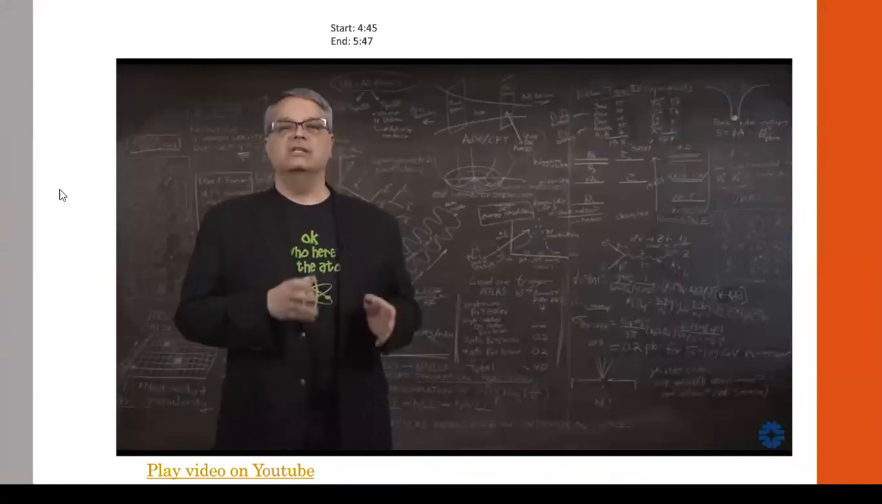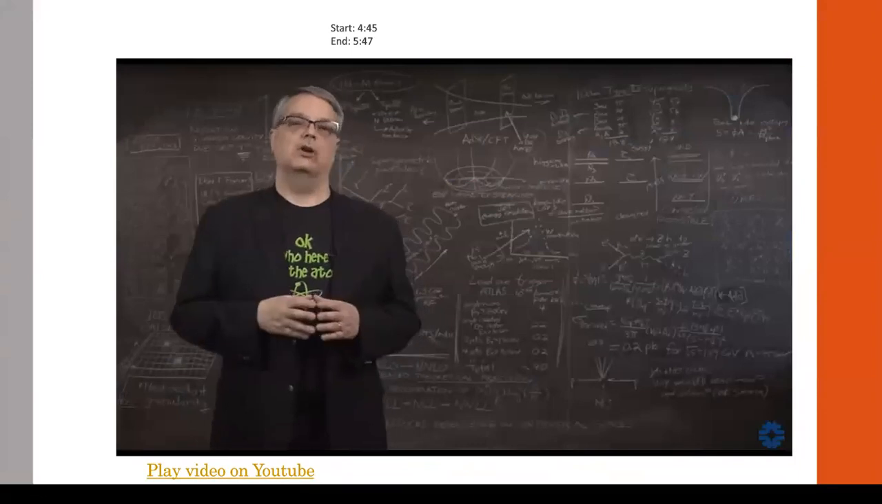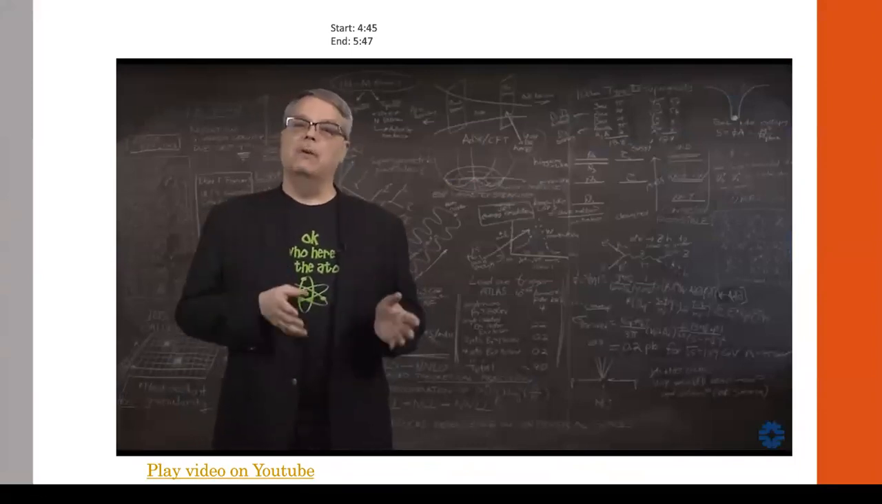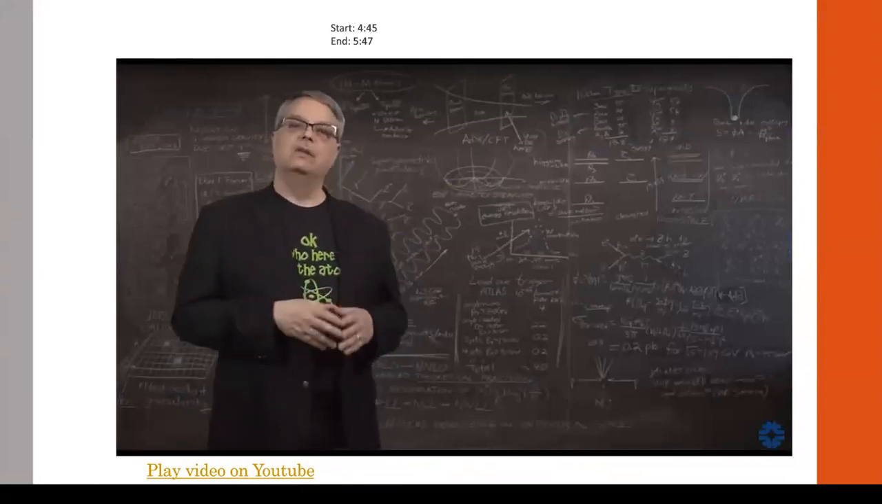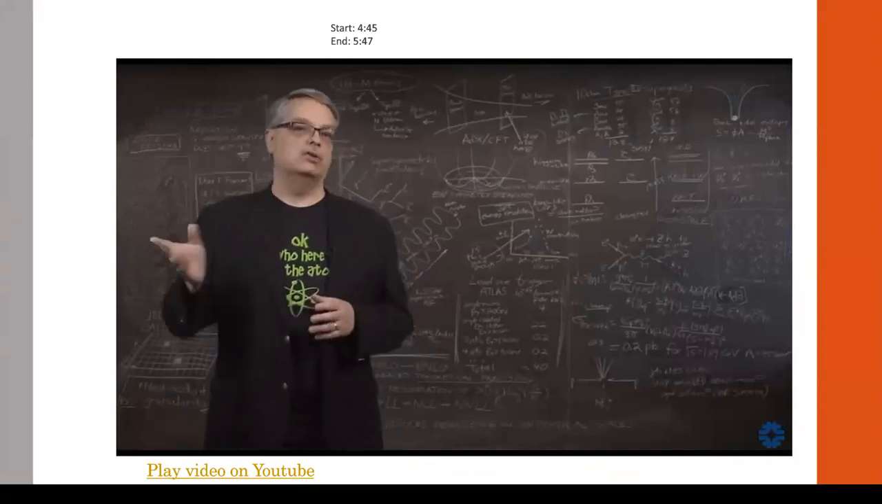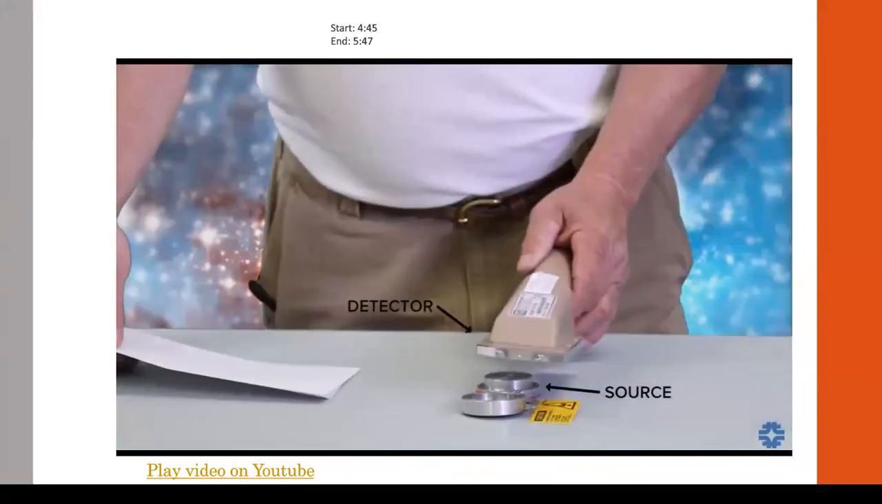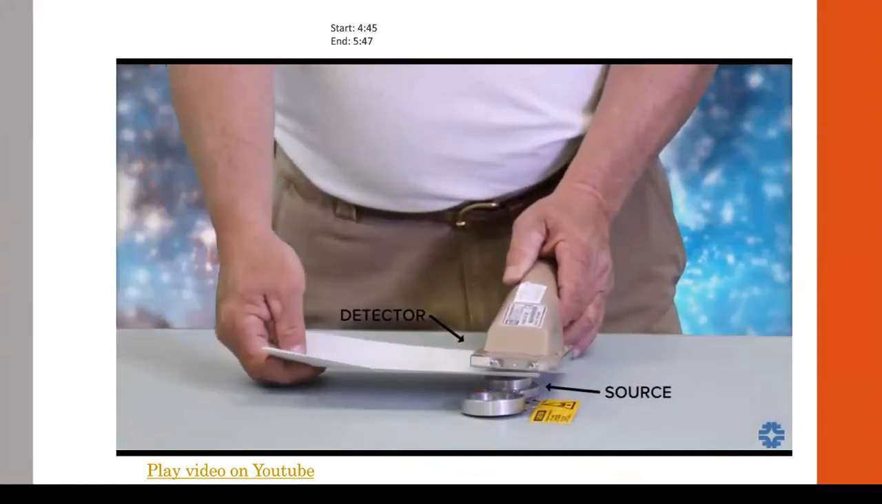Alpha radiation consists of heavy and slowly moving particles with a lot of electrical charge. These properties combine to make them easy to stop. You can stop alpha particles using a single sheet of paper. Here, I'll show you. Here is a sample that emits alpha particles and a Geiger counter. The paper stops the radiation.